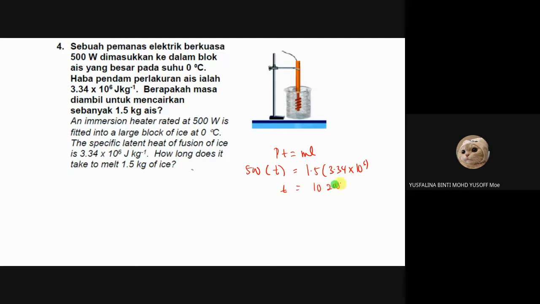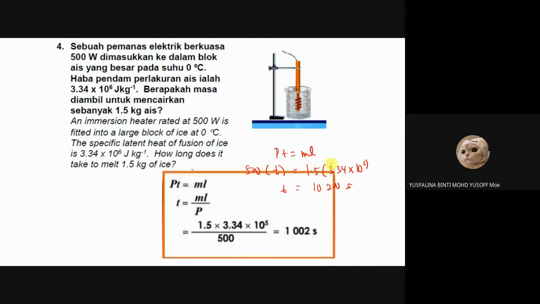10,200 seconds. Okay. If the question doesn't mention what unit you need, you can put seconds, or if you want, you can change to minutes also. Okay, sorry, this is 1,002. I see it wrongly. 1,002 seconds. How can someone get 70 minutes? Oh, because this one is 10 to the power of 6, right? So it should be 10,020. Correct.